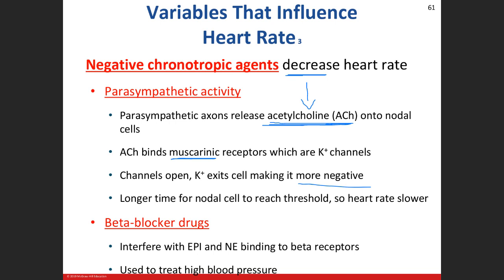Yep, exactly. I know what you're thinking. So that means now, if we're going to try to depolarize the cell, it's going to take longer to get to that threshold value. And as a result, we slow down our heart rate.